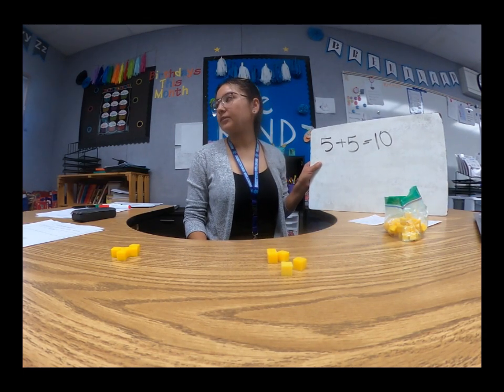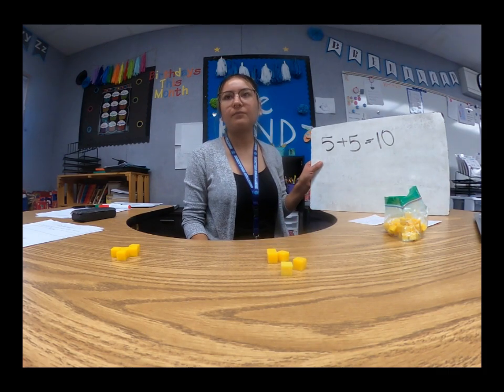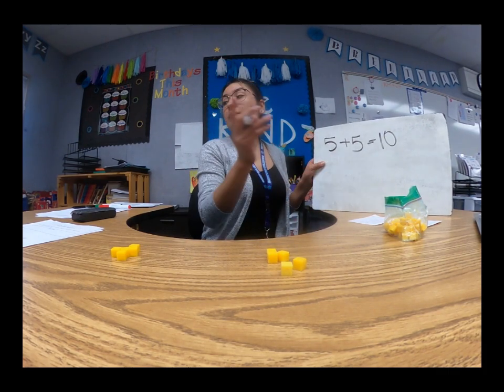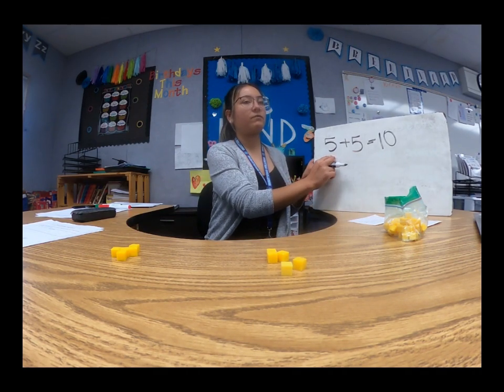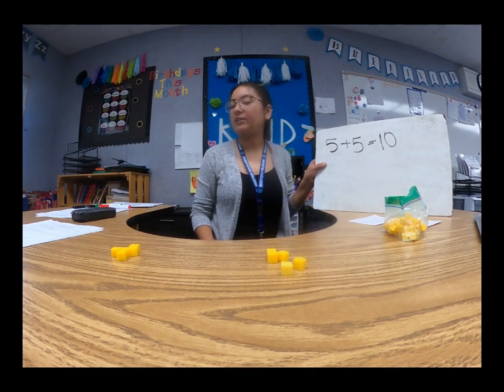Okay, does that make sense? Do you guys have any questions about that one? No? Okay, so this is the equation that I said we were going to write: 2 equal parts, which is 5 and 5, equals 10, which would be an even number.